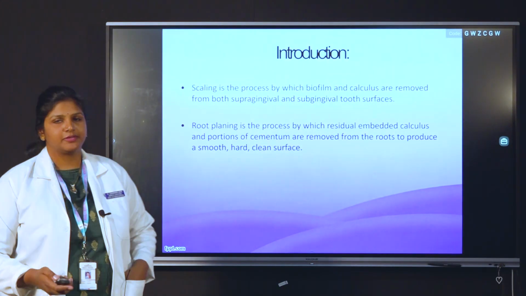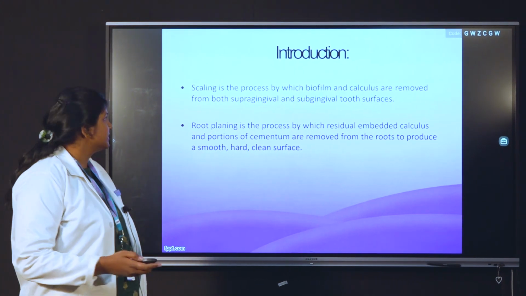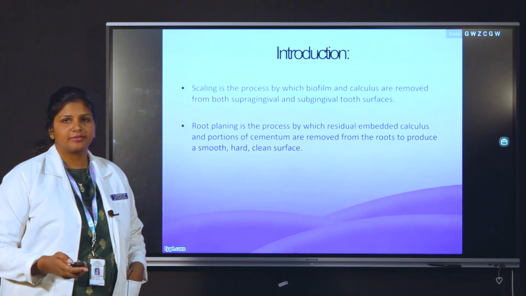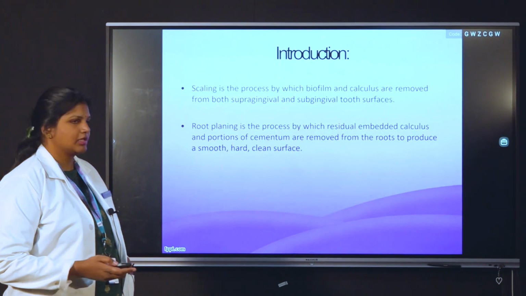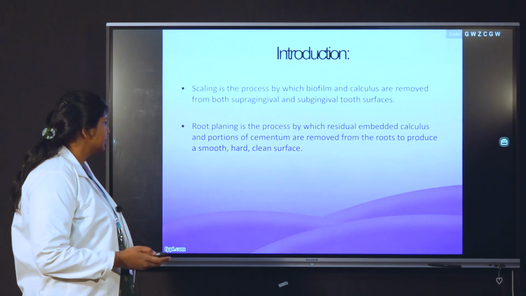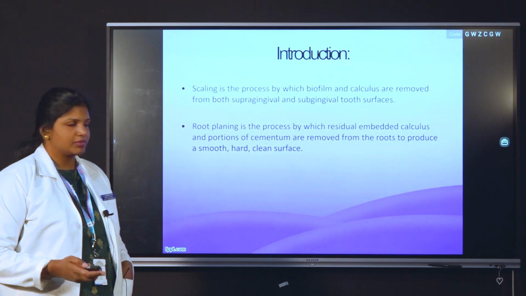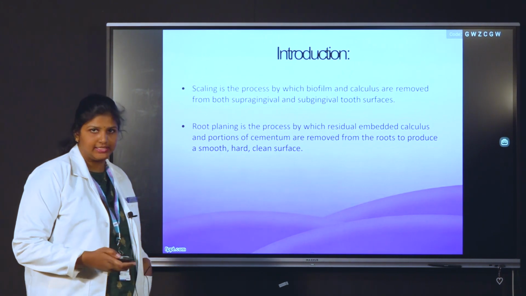instrumentation. So coming to the definition, scaling is a process by which the biofilm and the calculus is removed from both supragingival and subgingival tooth surfaces, whereas root planing is the process by which residual embedded calculus and portions of the cementum are removed from the roots to produce a smooth, hard and clean surface.